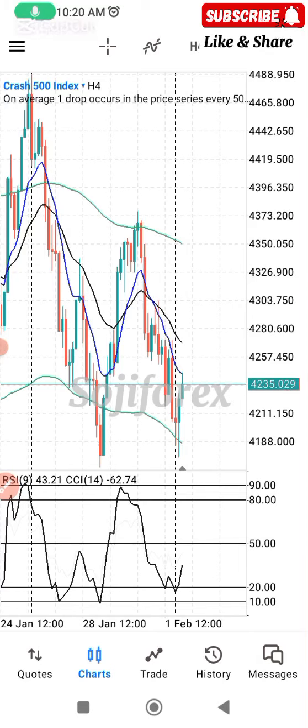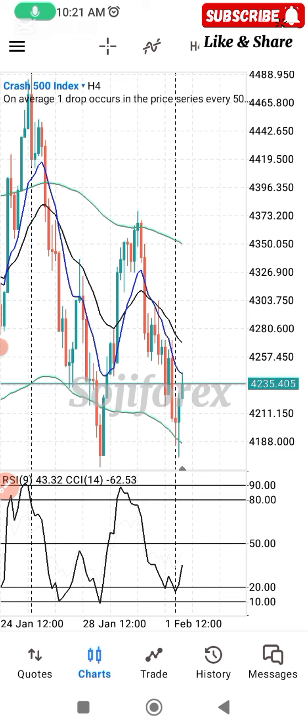Hello guys, in this video I'll be sharing with you how to buy boom and sell crash. What that implies is that it's not just a structural way of buying, but how to catch spikes, meaning you are going only for catching spikes. So I'll be sharing with you how you can catch a spike and how you can catch a drop.